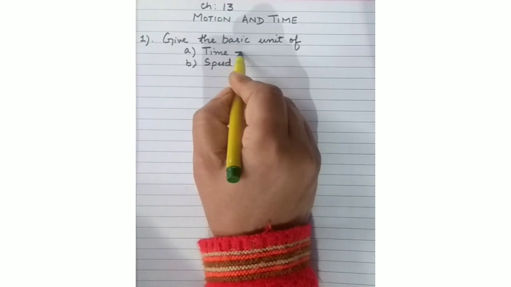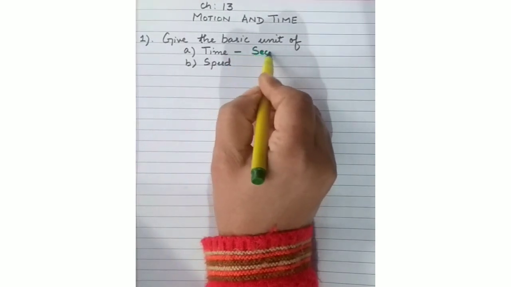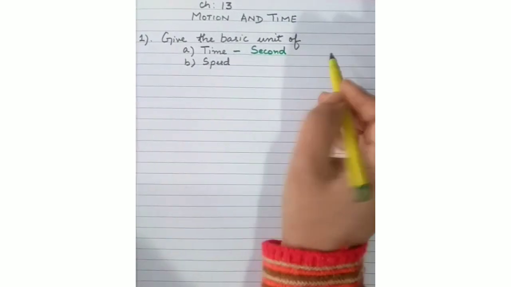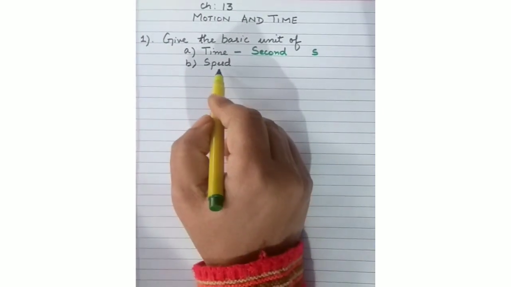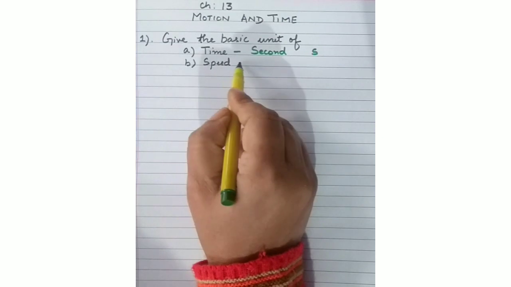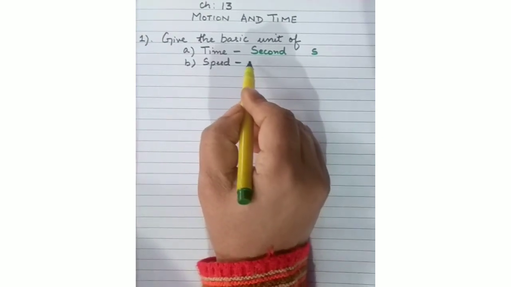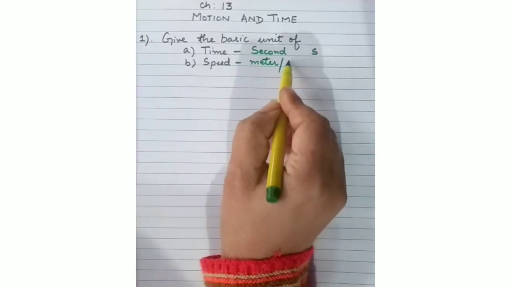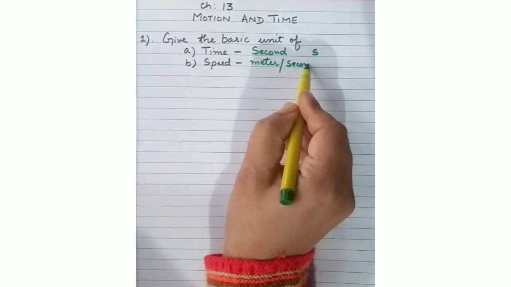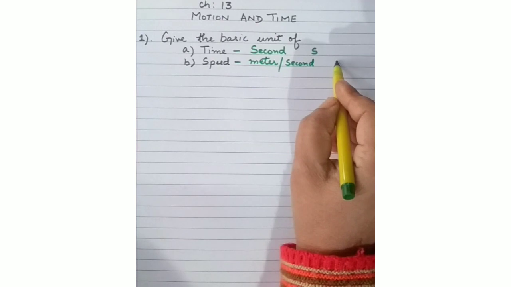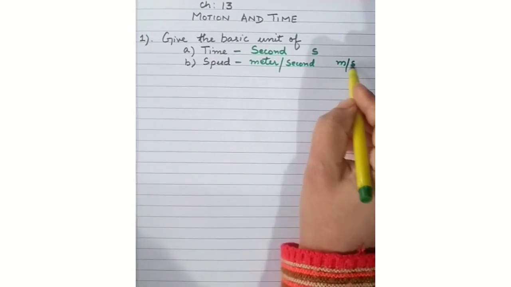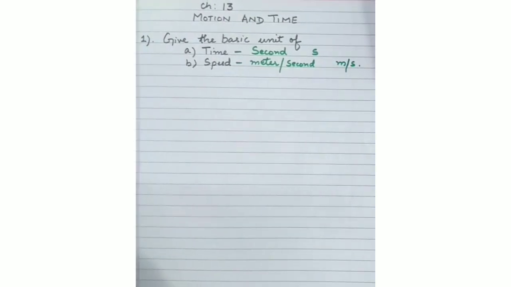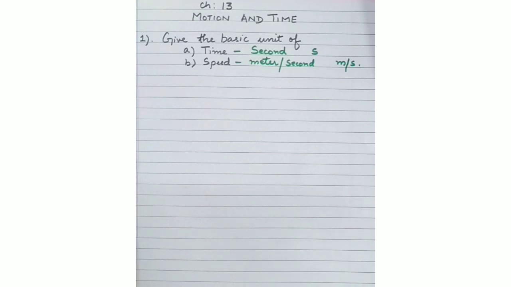Your answer is second. और बेटा हम इसको लिखते कैसे हैं? Like this. Next, what is the basic unit of speed? This is meter per second and denoted as meter per second. Okay? This is your first question.